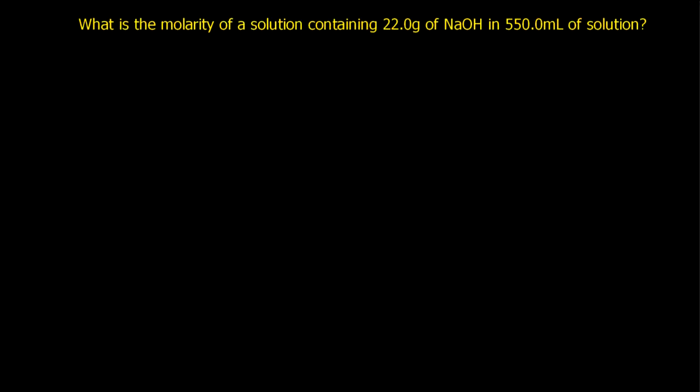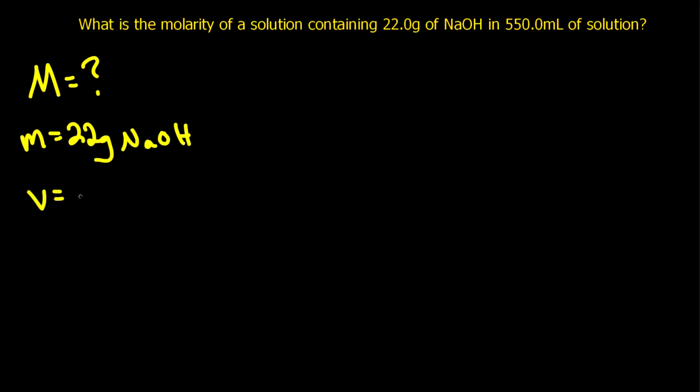So what is the molarity of a solution containing 22 grams of sodium hydroxide in 550 milliliters of solution? Pretty straightforward for the most part. So we're looking for molarity. We got a solution containing 22 grams, so I got a mass. That is sodium hydroxide in a volume of 550 milliliters. I need this to be liters, so I make that quick conversion. That's going to be 0.55 liters. I did that just by moving this decimal 3 times to the left.